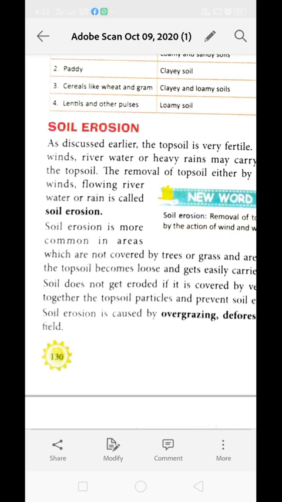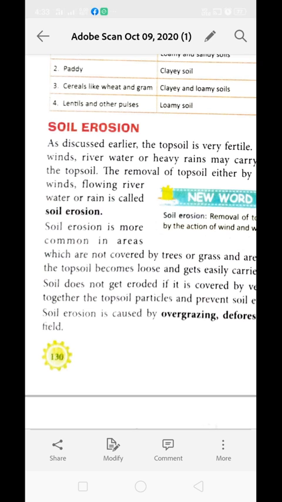Removal of topsoil by the action of wind or water is called soil erosion. It does not matter what the means is, but the main thing is the removal of topsoil is called soil erosion. It can be done by physical method, it can be done by chemical method, by the action of wind and water as well. Clear. The removal of topsoil by either strong wind or flowing river water or rain is called soil erosion.